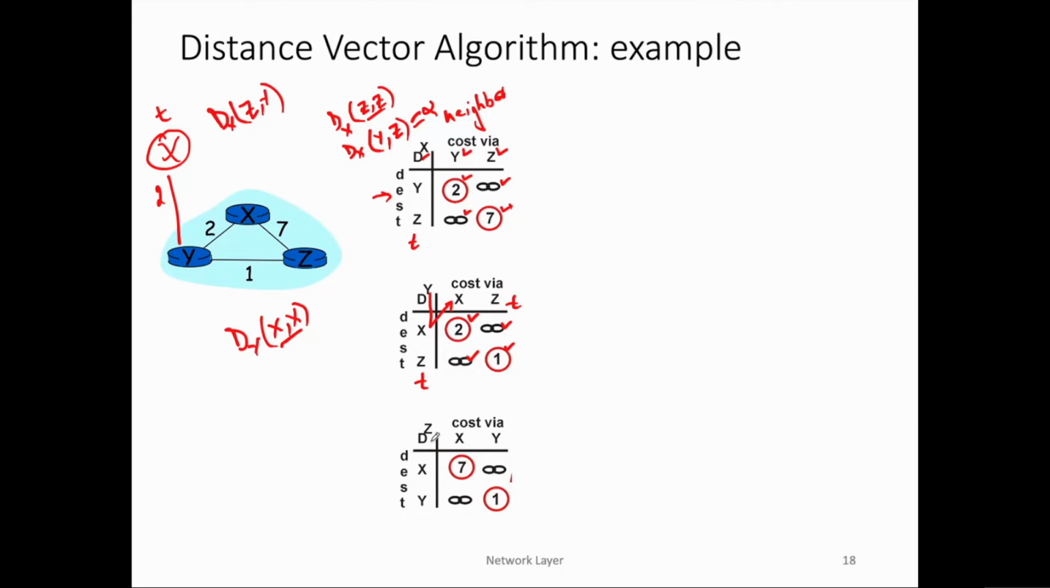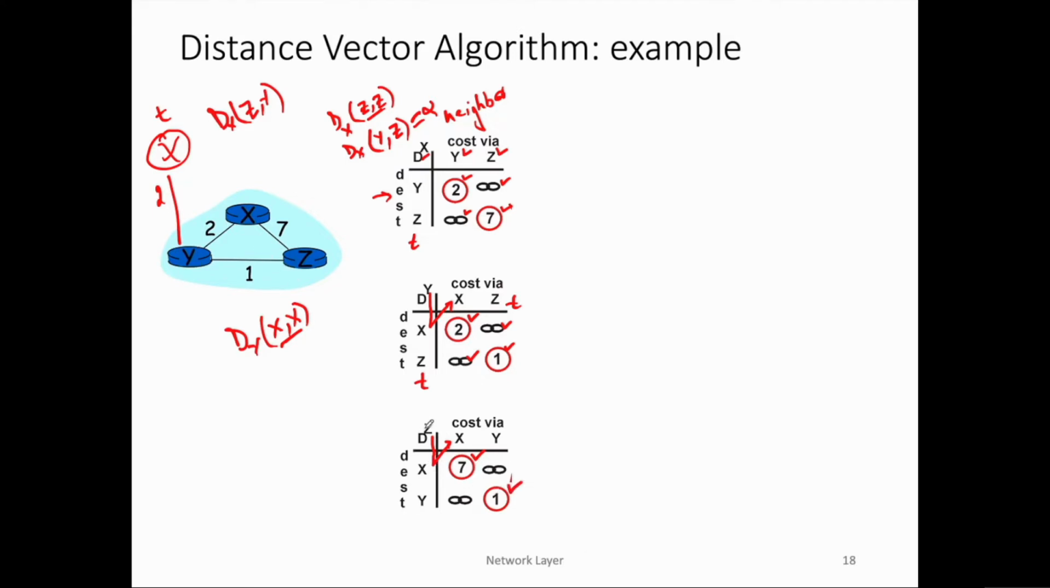And similarly, we have the table of Z. So what is the least cost to reach from Z to X via X? Z to X via X means X being the direct neighbor of Z. Z to X via X is 7. So adjacent node known. Then what's the cost to reach from Z to Y via Y? Z to Y via Y, again the direct neighbor, the cost is known, 1.